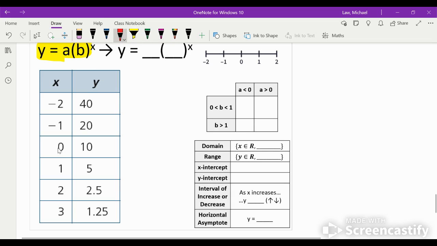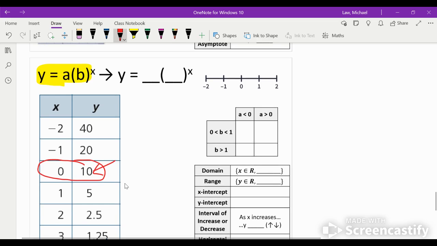As you can see over here, this is the y-intercept. Because when you have a coordinate where the x-coordinate is 0, that just means the y-coordinate is the y-intercept. And from before, we know that if we know what the y-intercept is, so if we know that this is 10, we automatically know the a value. So I'm going to put an a value of 10 right over here.